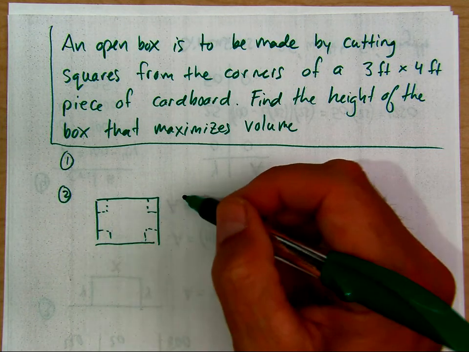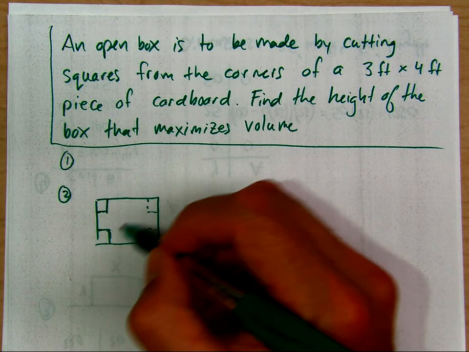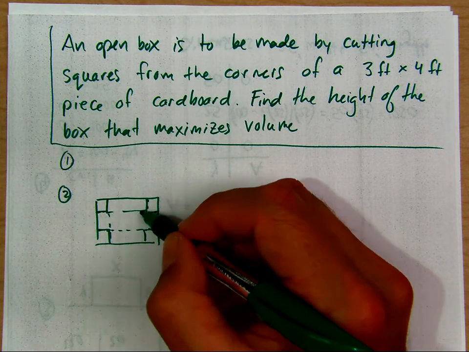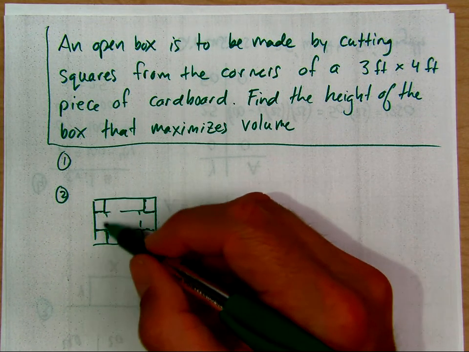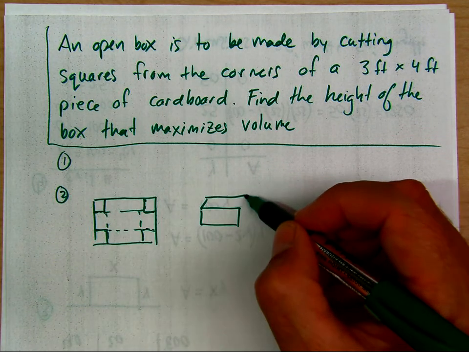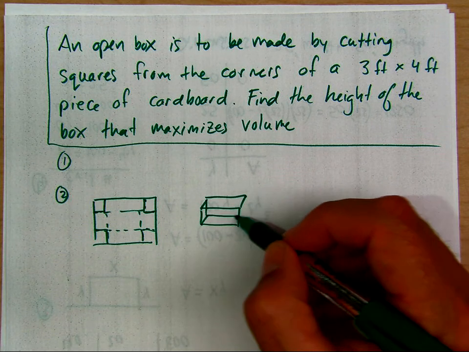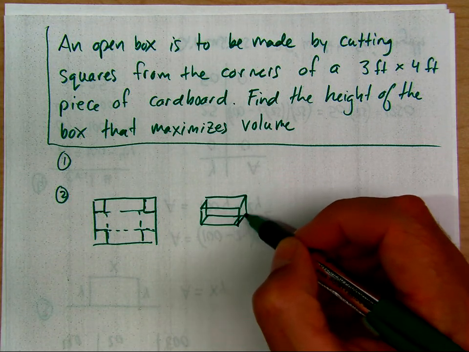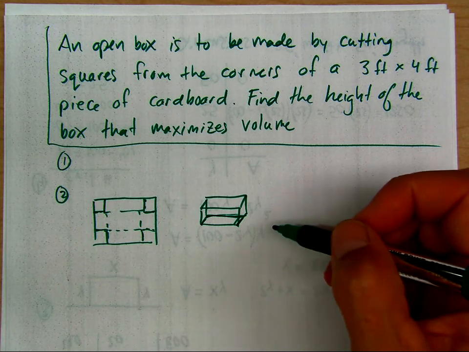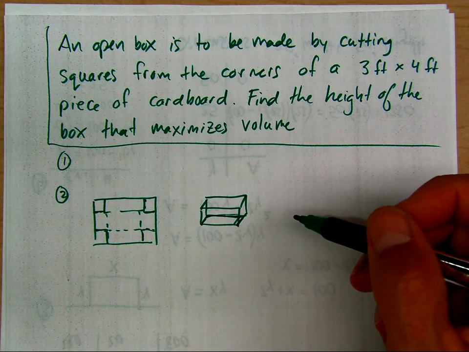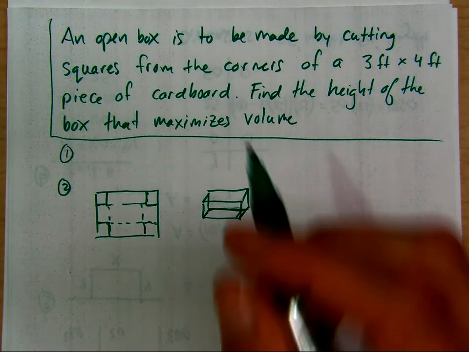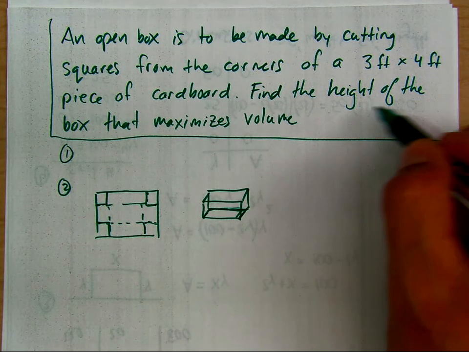fold the sides. So if we cut the corners and we folded, then we would have the base right here and a box going up like this, because we folded up the corners. Alright, so pause the video and try this problem. Find the height of the box that maximizes volume.